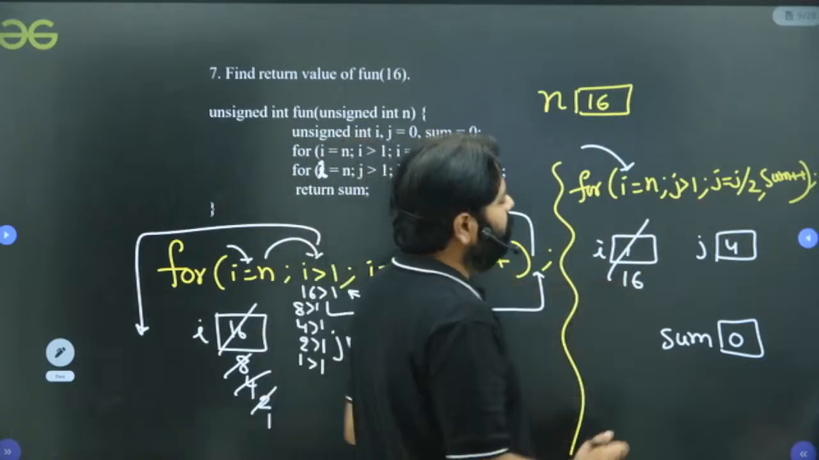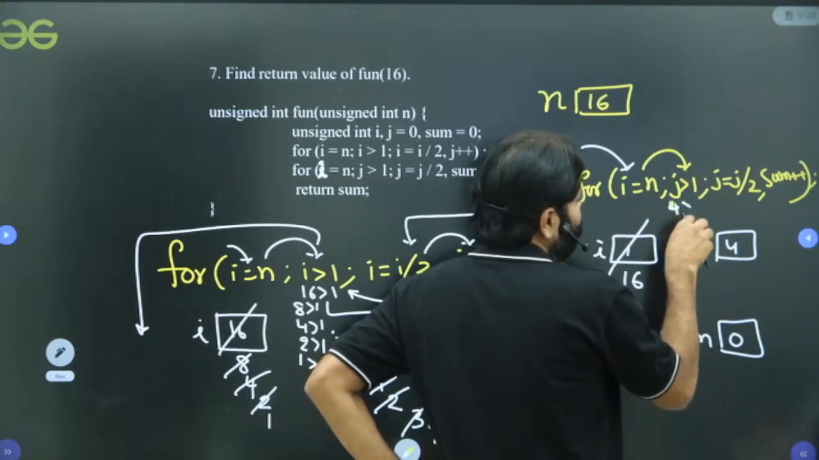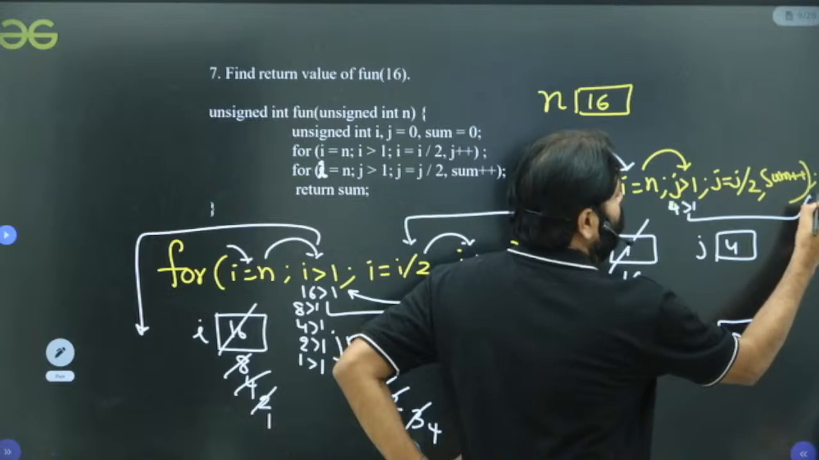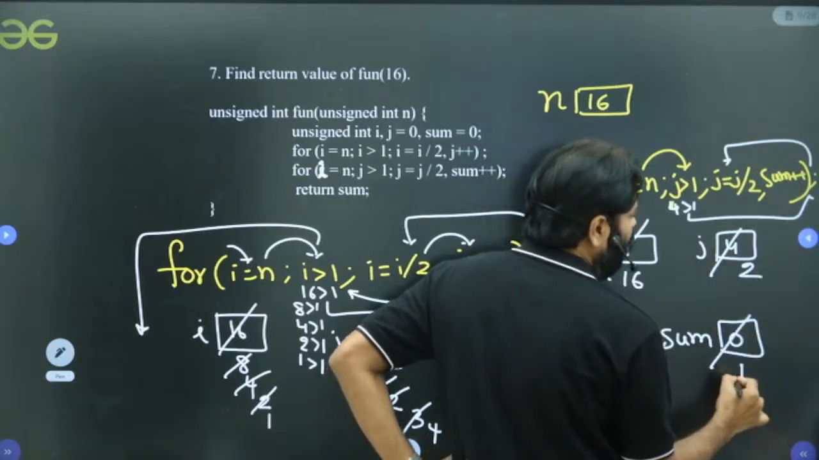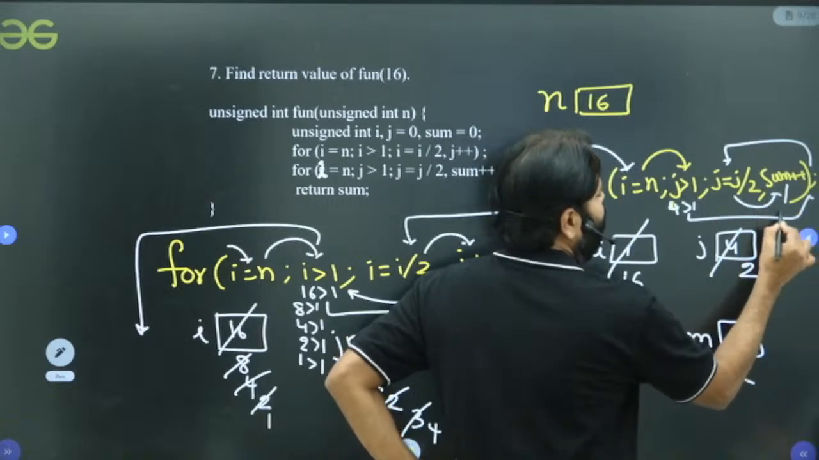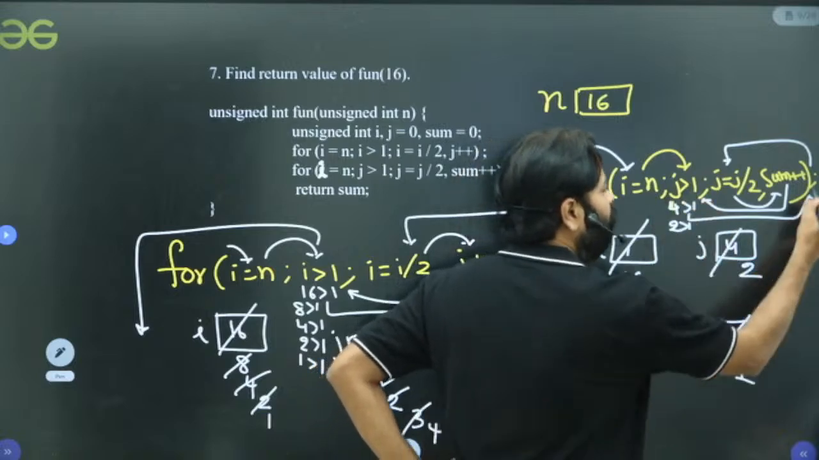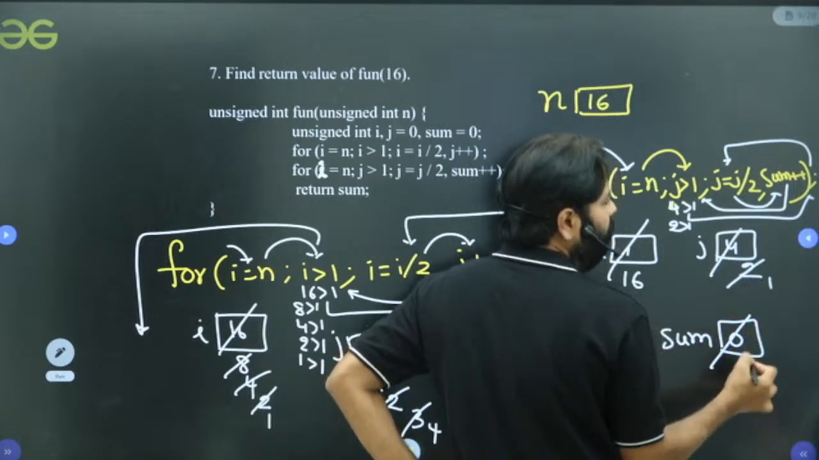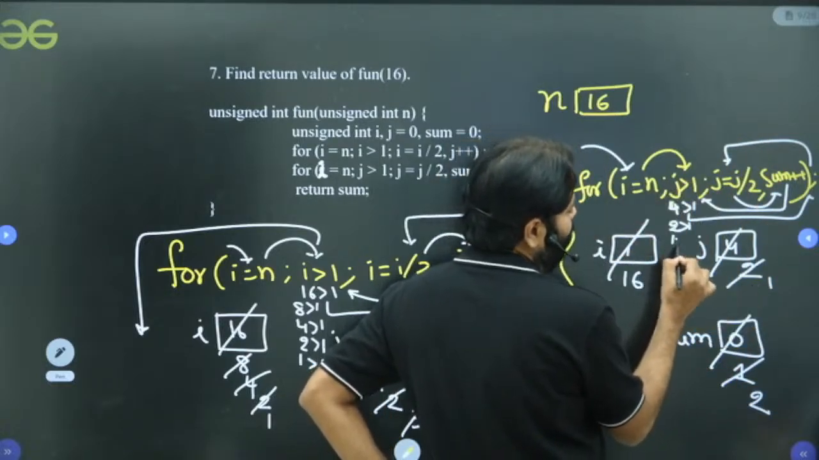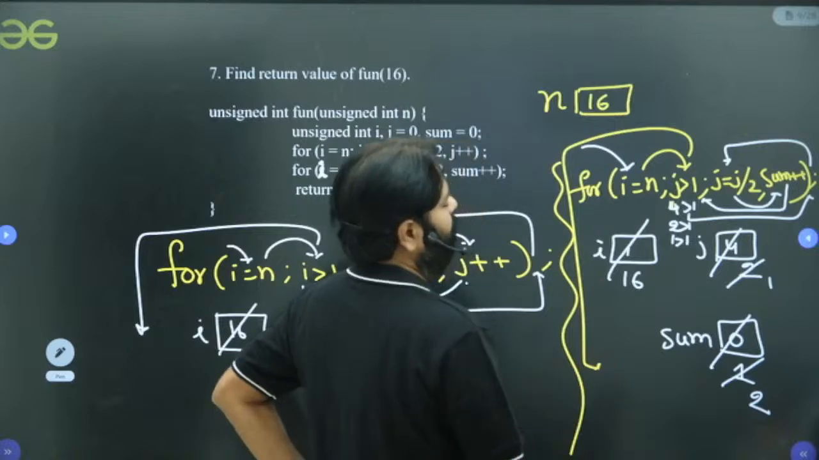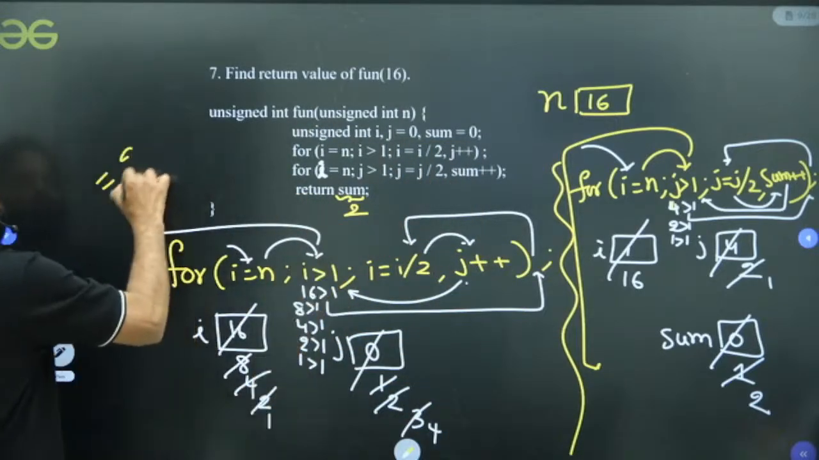So now, j greater than 1? 4 is greater than 1, yes. So you will go to here, there is no block, so it will come here: j by 2, 4 becomes 2, and sum increments from 0 to 1. Then it checks the condition: 2 greater than 1, true, so it goes again: 2 by 2 is 1, and sum increments to 2. It comes back again, this time j value is 1, and 1 greater than 1 will fail, and it will come down. So at this time the return sum is 2, which is why the answer is 2.